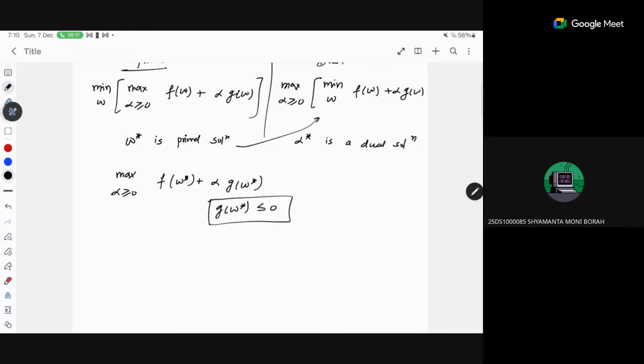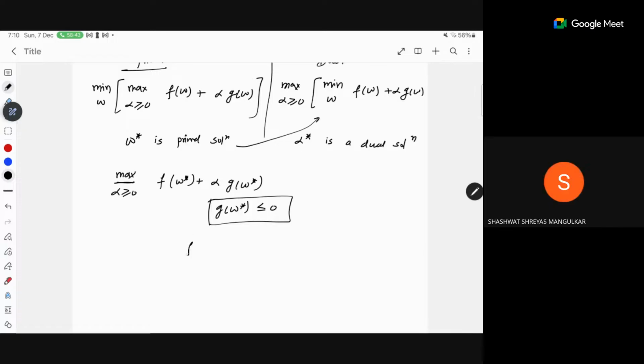Is that okay? Yes. What was that? 1 minus W transpose xi yi is less than or equal to 0. And that's why we have taken that alpha i into this part, right? So G of W star is less than or equal to 0. In that case, since it will be a negative constraint, the maximum of this function will be what?